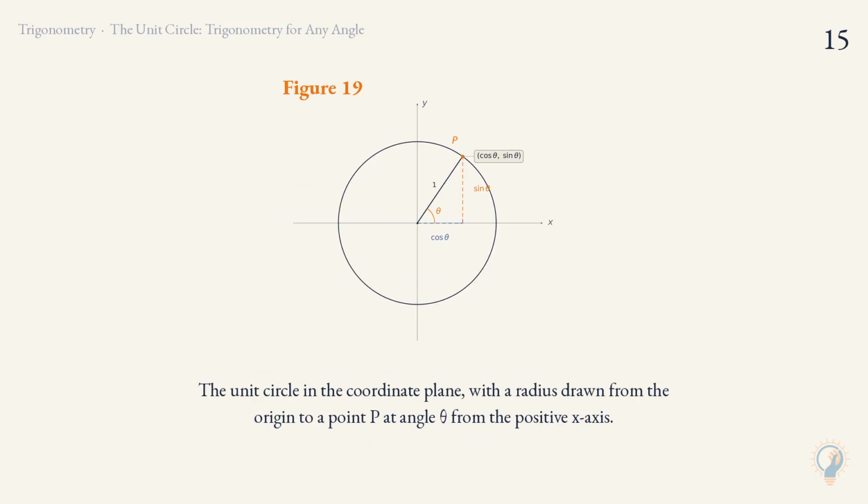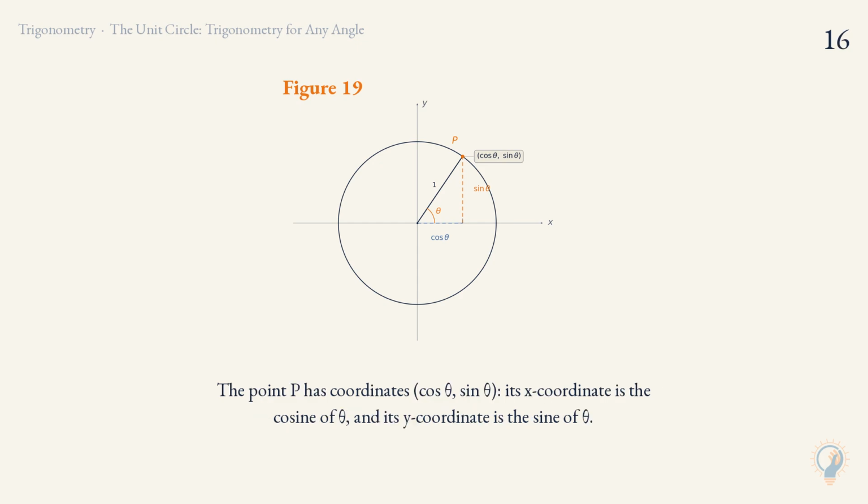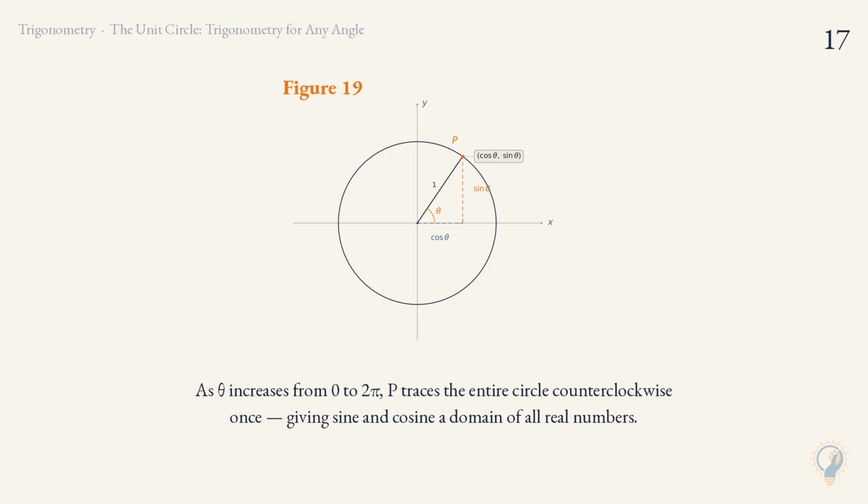Figure 19. The unit circle in the coordinate plane, with a radius drawn from the origin to a point P at angle theta from the positive x-axis. The point P has coordinates cosine theta, sine theta. Its x-coordinate is the cosine of theta, and its y-coordinate is the sine of theta. As theta increases from 0 to 2 pi, P traces the entire circle counterclockwise once, giving sine and cosine a domain of all real numbers.